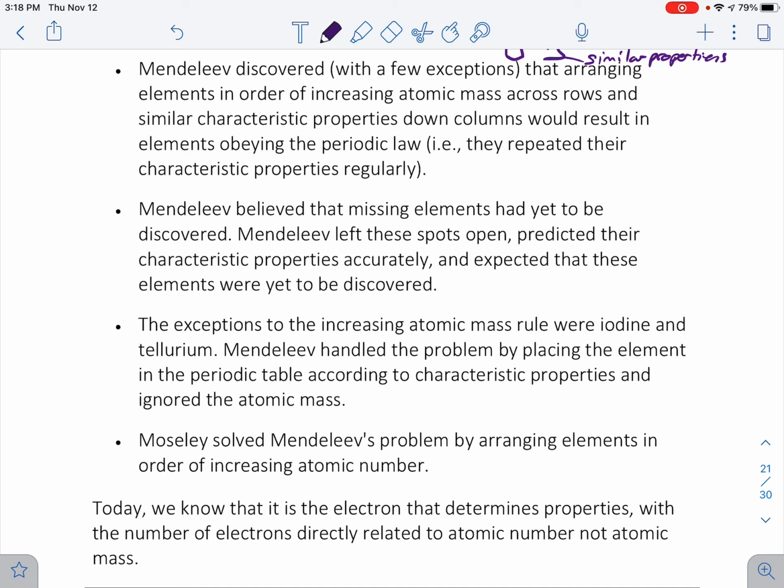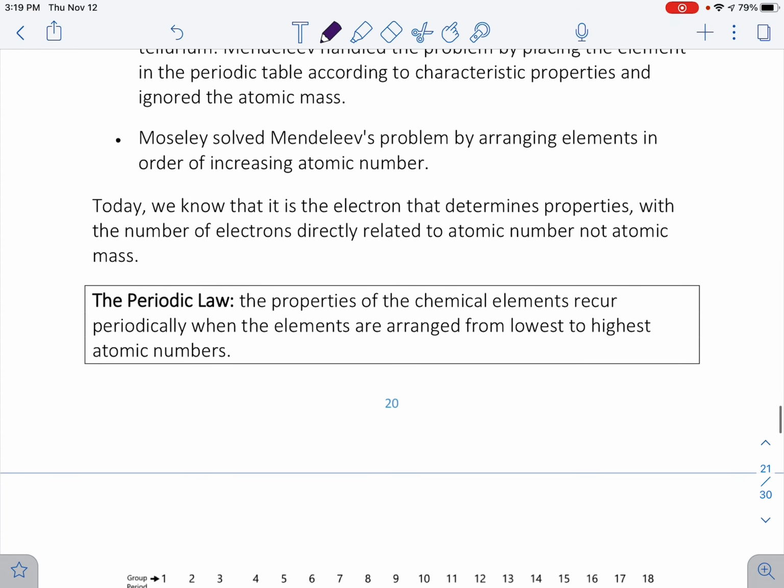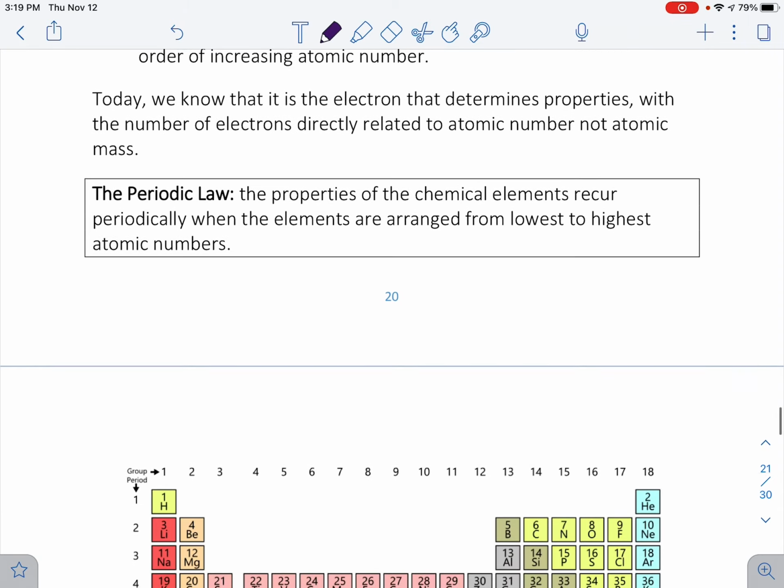So now, much, much later, we have a periodic table that is very functional and very predictive, and it allows us to design experiments or design materials by simply looking at the periodic table and thinking, okay, if I want these properties, maybe I can move one to the left or one to the right and create a new chemical that has these properties. So the periodic law is that the properties of the chemical elements reoccur periodically when the elements are arranged from lowest to highest atomic number.